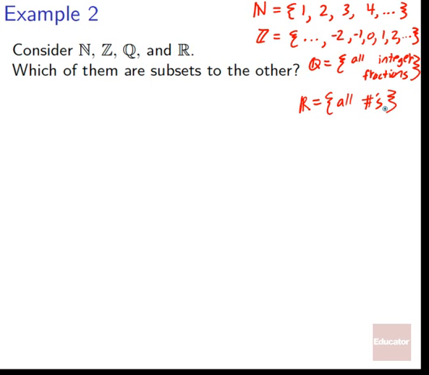Well, with that in mind, it's pretty easy to see that the natural numbers, well, since the integers, not equal, subset is what I meant to write. Since the natural numbers are 1, 2, 3, 4, they're all the positive integers, well, they must show up in the integers because the integers are the positive integers and the negative integers and 0. So N is a subset of Z.